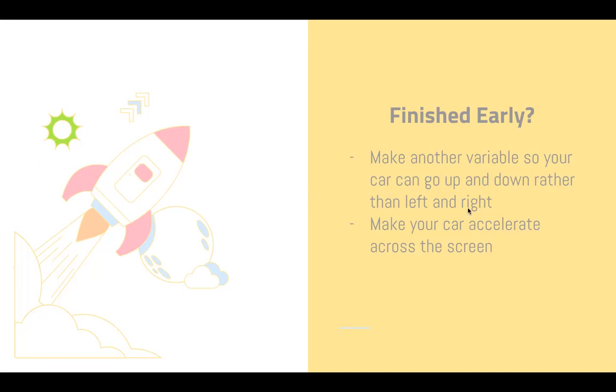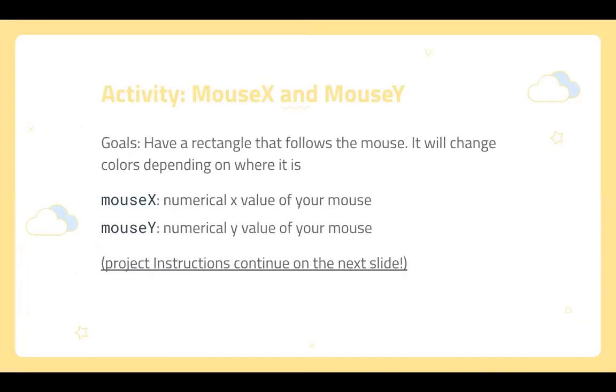And to make the car accelerate across the screen, if we're only changing the mover by 1, it doesn't seem like it would be moving as quick. So maybe we have to change it by a greater value. These are just some things to consider.